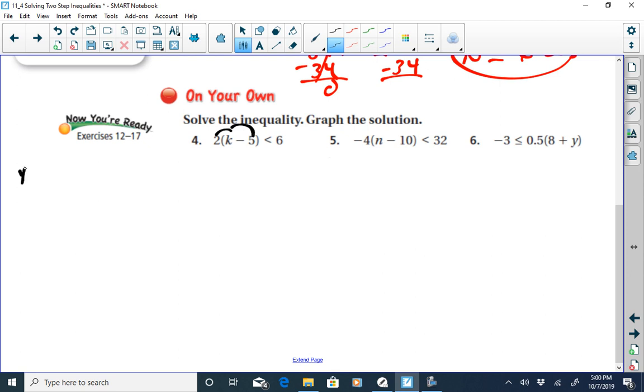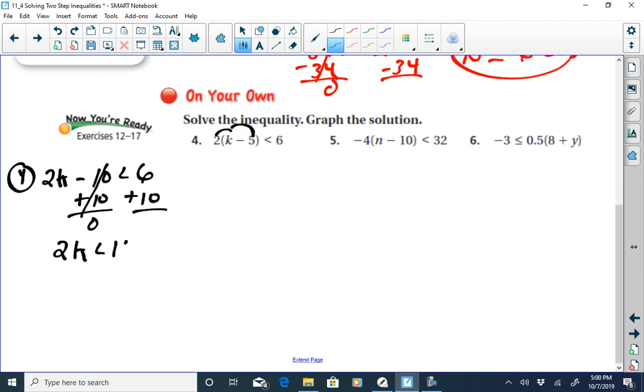So for problem 4, we wind up with 2 times k is 2k minus 2 times 5 is 10, less than 6. Next step is to add 10 to both sides of the inequality. That's 0. 2 times the number k is less than 16. Divide by 2, divide by 2. They cancel. K has to be less than 16 divided by 2. That's going to be 8.